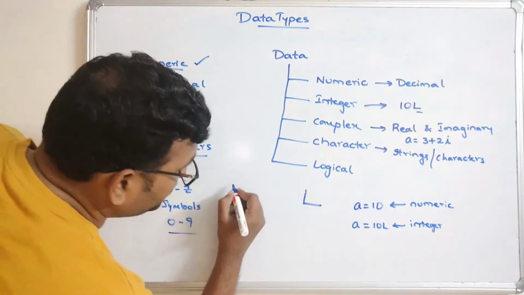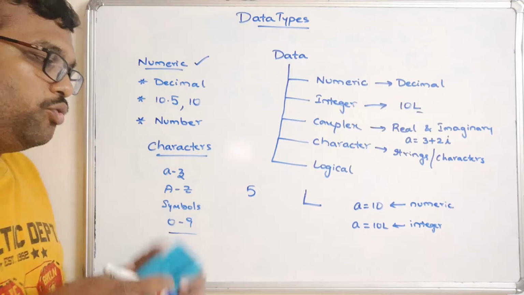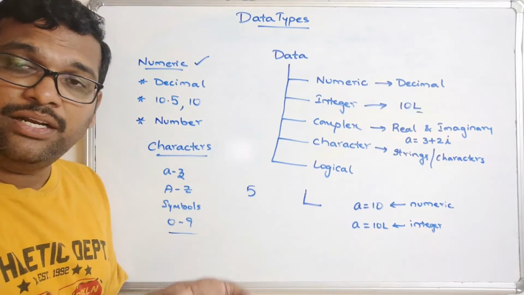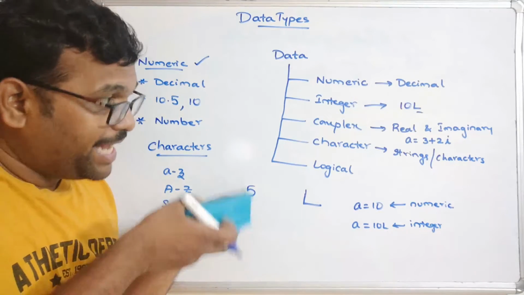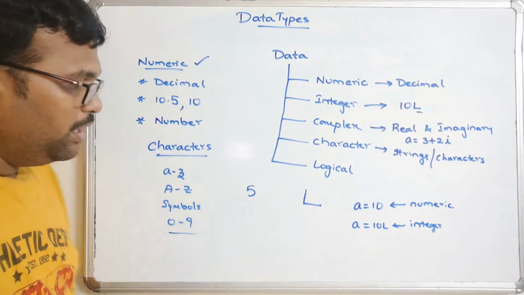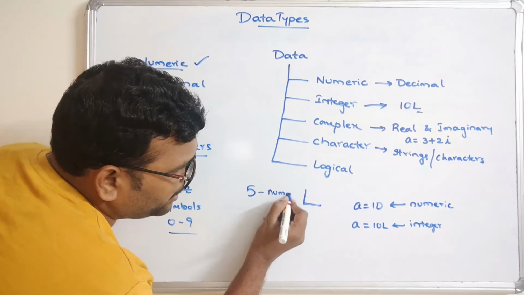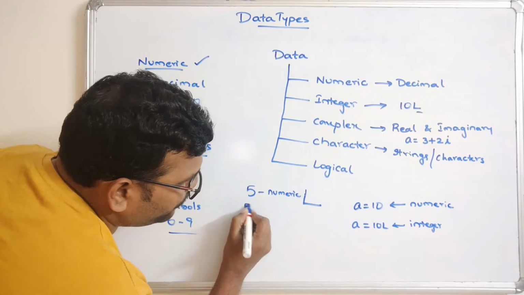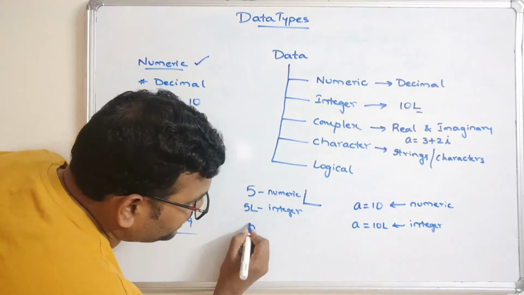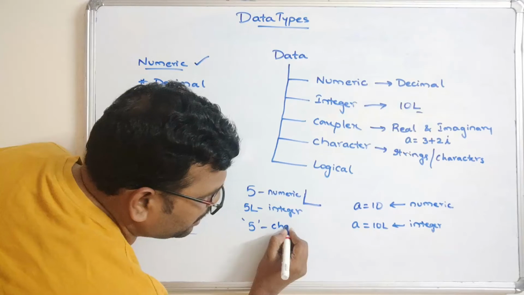So how can we differentiate? If I write 5, how can we know whether the data type of this particular value is a string, a character, an integer, or a numeric? If it is 5, then it will be numeric, and if it is 5L, it is an integer. And if the 5 is enclosed in single quotations or double quotations, that will come under character.